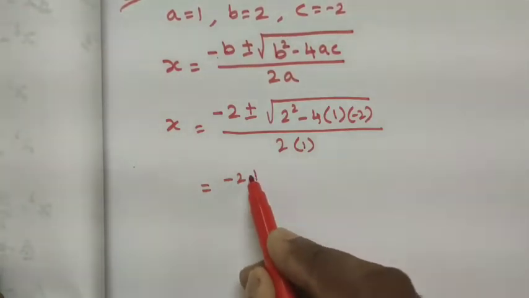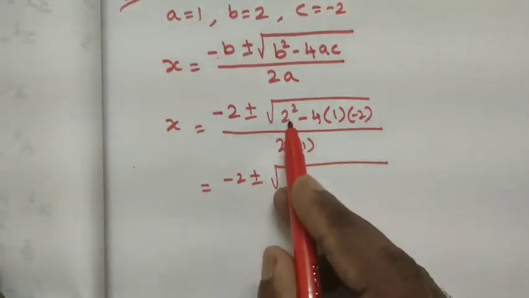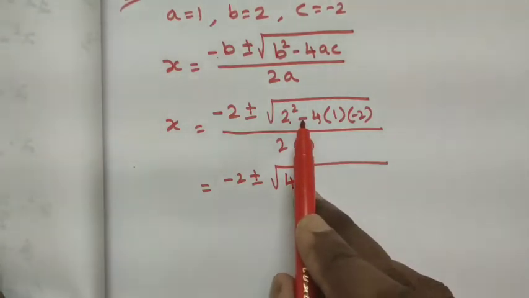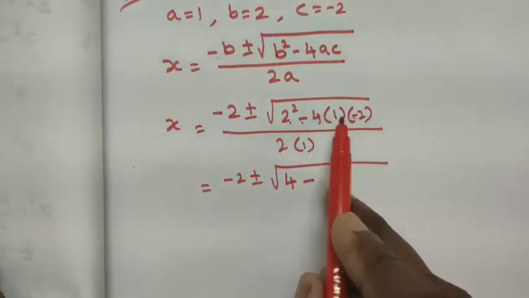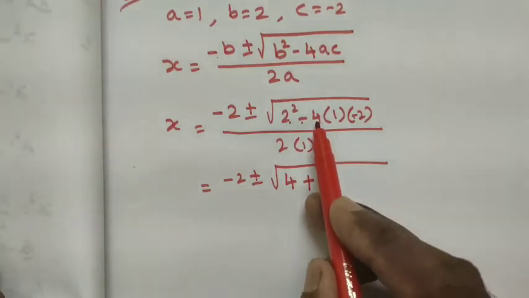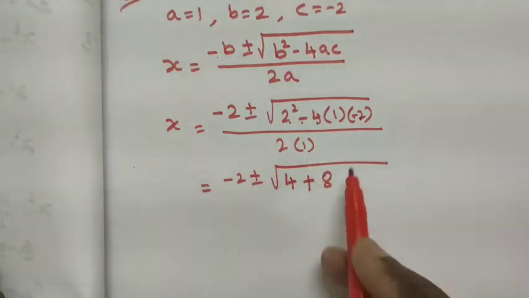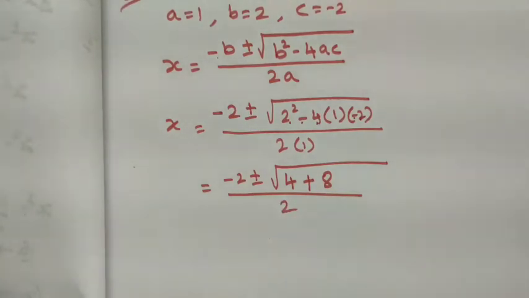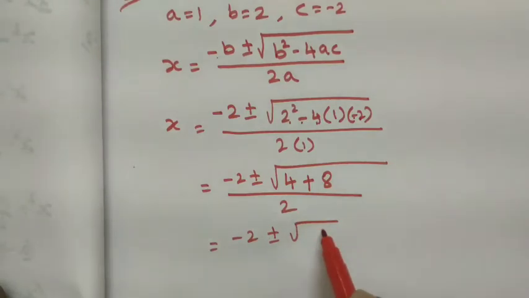Next, minus 2 plus or minus root of 2² is 4 minus, see here also we have minus, here also we have minus, minus into minus is plus, 4 2s are 8. 8 into 1 is 8, right? Divided by 2 ones are 2. This term is equal to minus 2 plus or minus root of 12 divided by 2.